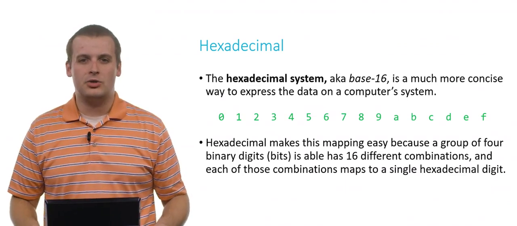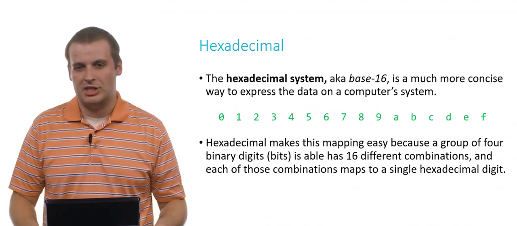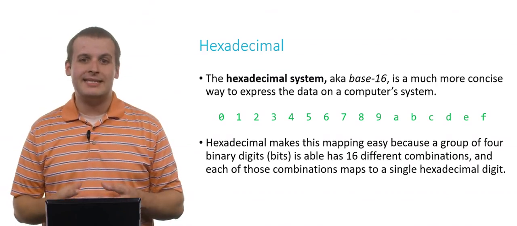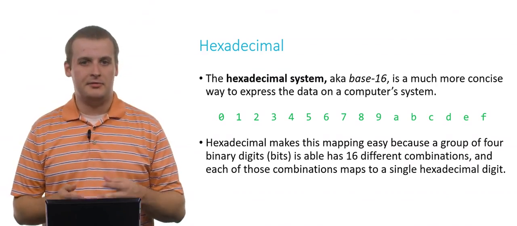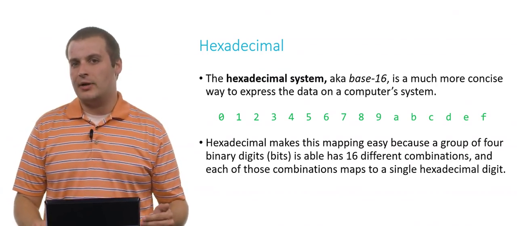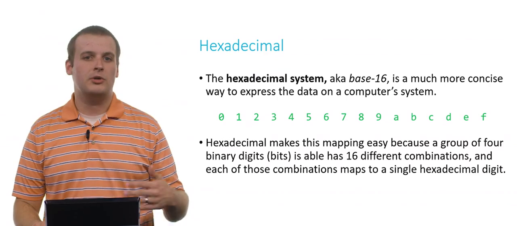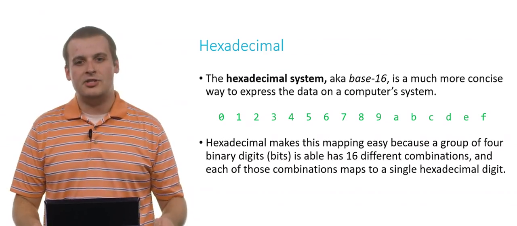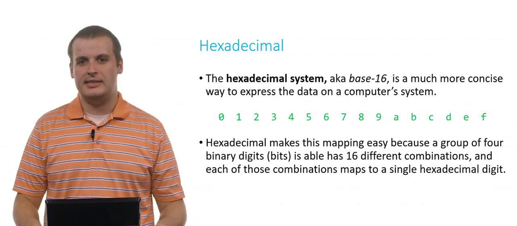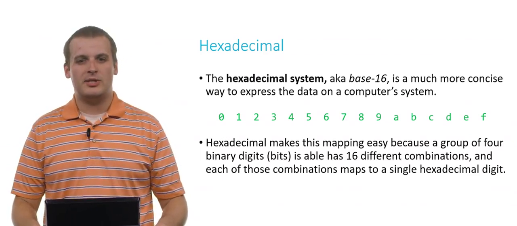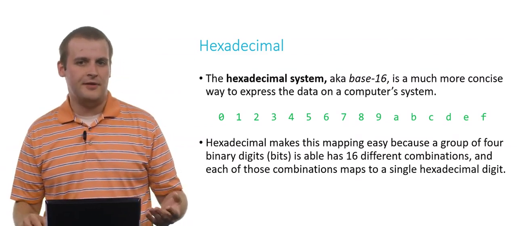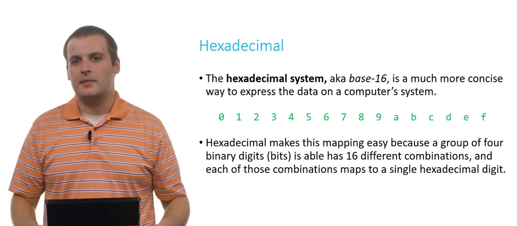And so we have this notion of the hexadecimal system, which is base 16 instead of base 10 or base 2, which means that we have 16 digits to work with instead of 10 or 2. And it's a much more concise way to express binary information on a computer system. It's much more human understandable. So we have the digits 0 through 9, and then we also have these extra 6 digits, A, B, C, D, E, and F, which represent 10, 11, 12, 13, 14, and 15 in decimal.